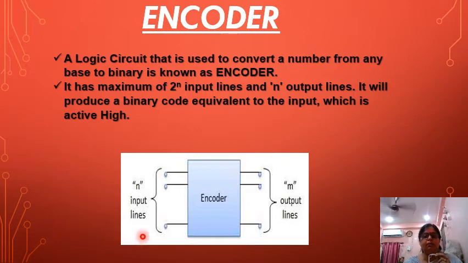See, this is a block diagram of an encoder. This is your encoder. This is our input. These are our input lines, whether we are going to use decimal numbers, octal numbers or binary numbers, and this will be our output lines. It will be in binary numbers.